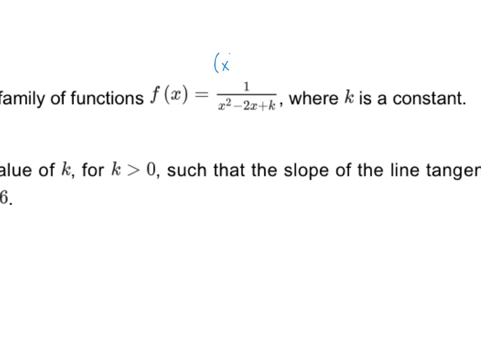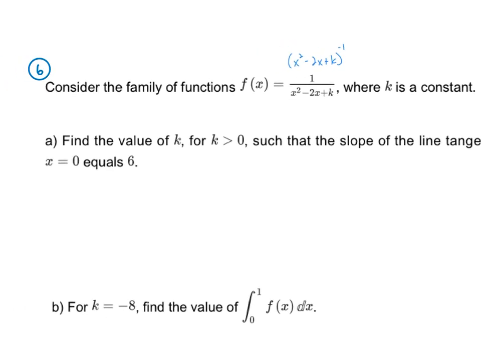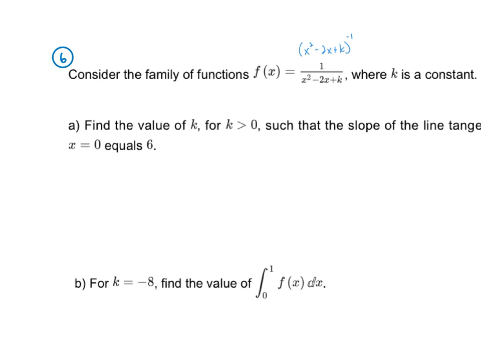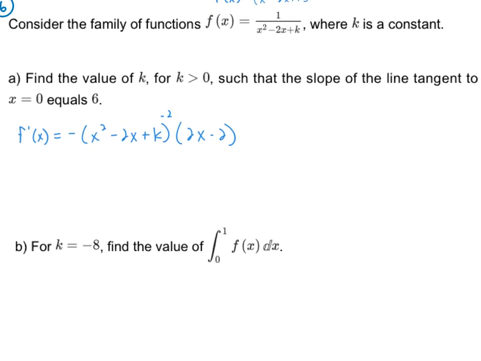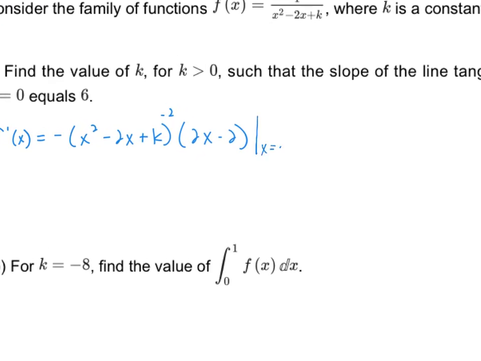So we could change this to this form and then just do power rule and chain rule. I'm going to do that actually. But I think quotient rule is probably just about the same. It's negative, keep the inside the same. Negative 2 and then chain rule. Okay, so now when x equals 0, this should be 6. So we'll evaluate this when x equals 0.